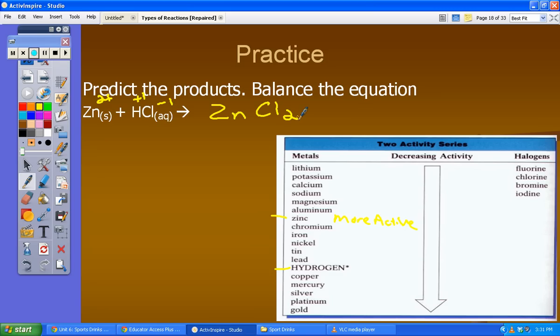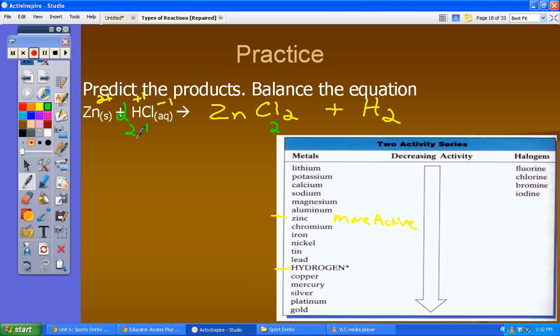ZnCl2. And our other product will be hydrogen. Remember, hydrogen's diatomic, H2. So now to balance this, I'm going to do that in green. On the right side here, we have 2 chlorines. Here we only have 1. So we need to put a 2 here to start with.